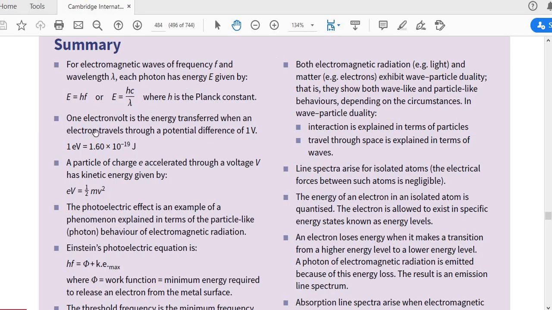Frequency is f, and also you can see we come across the electron volt. 1 electron volt is the energy transferred when an electron travels through a potential difference of 1 volt. 1 electron volt. I'll show you how to convert this. You have to remember this, but there is an easier way. In case you forget, I will show you now how you can get the value. Now here this is 1 unit, here we have another unit. So how do you convert from electron volts to joules? You can use this conversion factor.